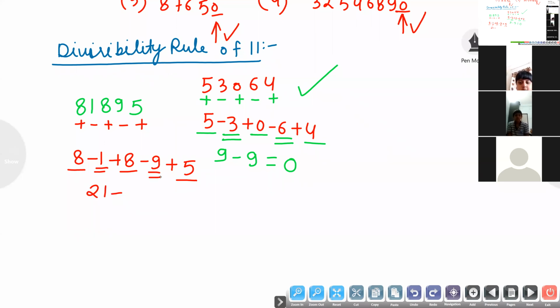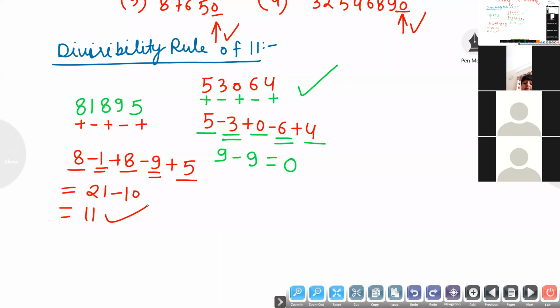Minus 10. What answer has come? 21 minus 10 is 11. 11 is in the 11 table. Yes, this number is also divisible by 11. How to check whether the given number is divisible by 11? This is the sequence: plus first digit, minus second digit, plus third digit, minus next digit, like that, plus minus plus minus. Understood everyone? Are you getting my point, students?